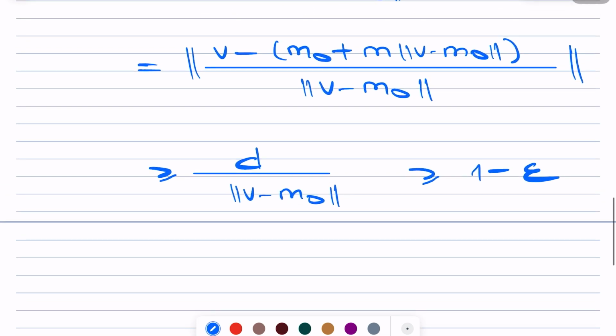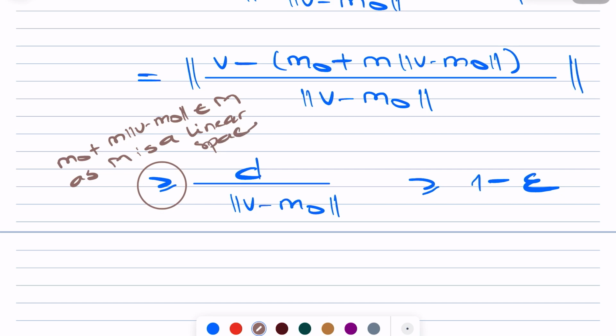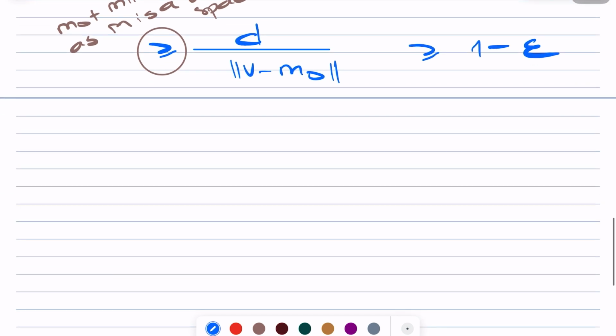So, where does this inequality come from? Well, observe that M0 plus M times the norm of V minus M0, this is an element of M, because M is actually a linear space, I mean, it's a vector space. Right, so this is the end of the proof.